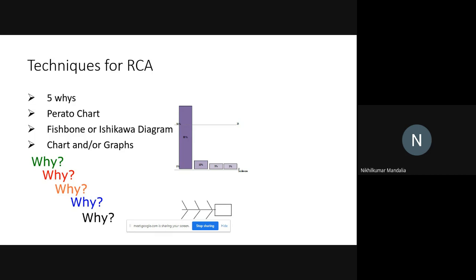So we can go with some techniques. Anyone having questions or anything can also share their experience, so that will be good for all of us. Okay, so we have some techniques which help us to find the RCA.